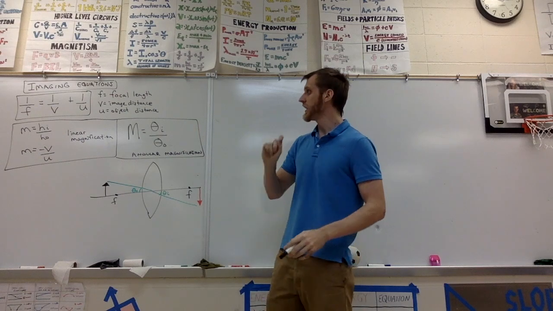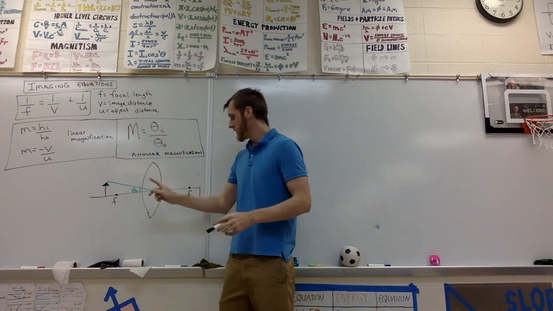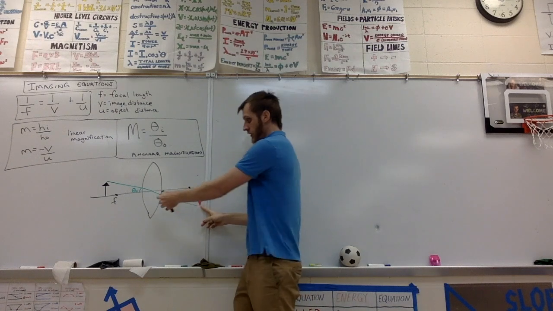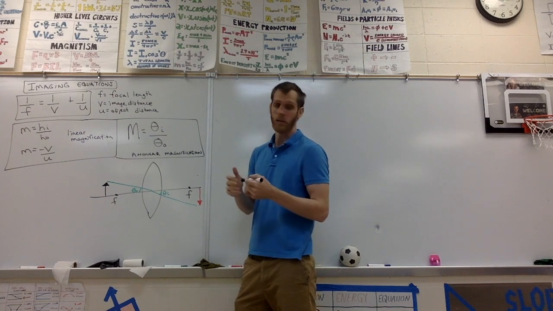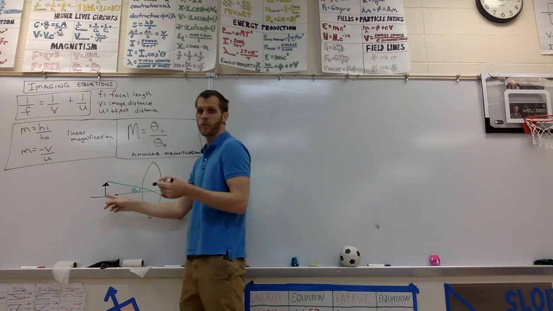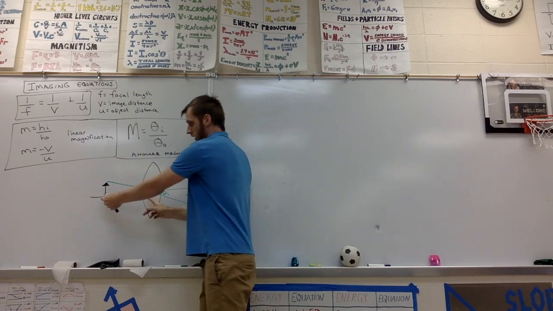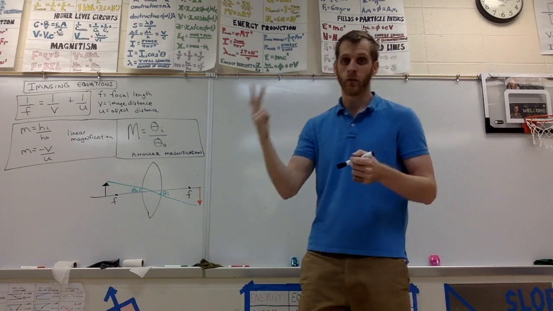So v, in this case, is the image distance. How far away is the image from the lens or mirror? That distance in centimeters or meters. And the object distance is u. How far away is the object from the lens, like this arrow to the lens. So: image distance, object distance, and focal length.